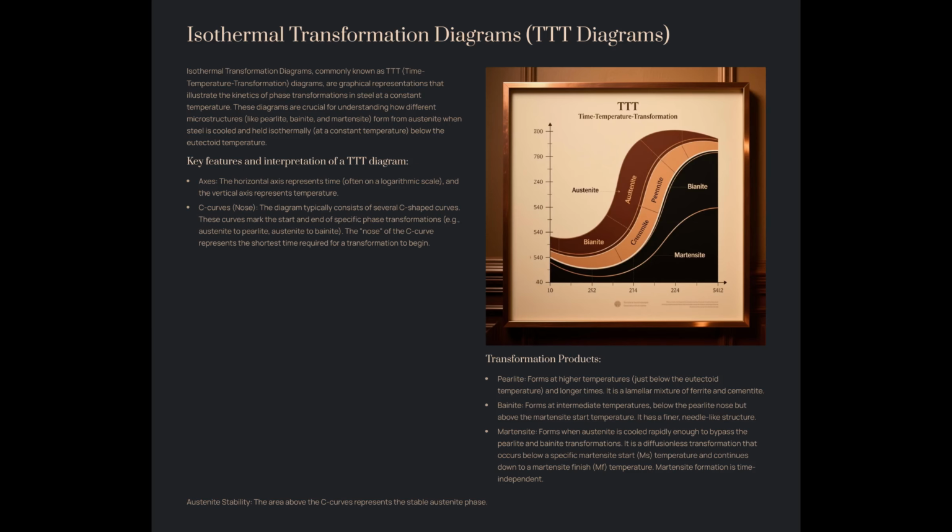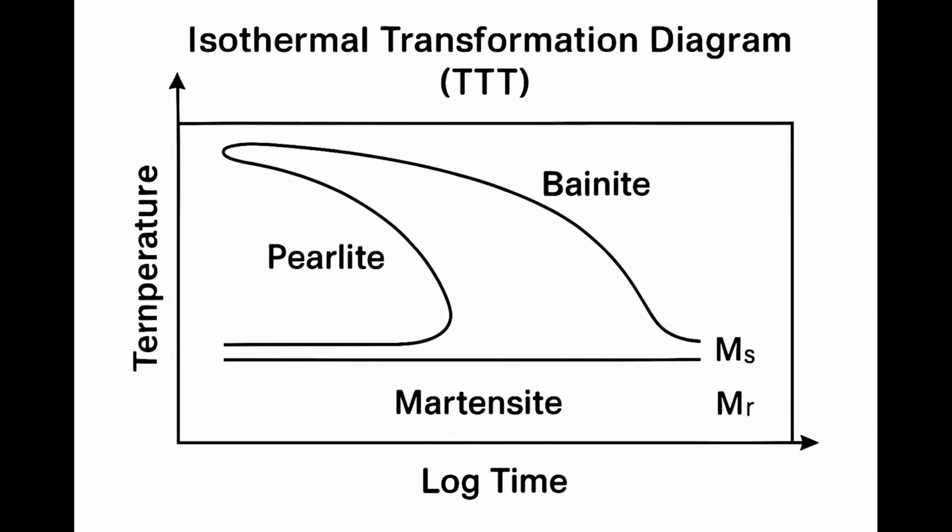Isothermal transformation diagrams, TTT diagrams. Isothermal transformation diagrams, commonly known as TTT, time-temperature-transformation diagrams, are graphical representations that illustrate the kinetics of phase transformations in steel at a constant temperature. These diagrams are crucial for understanding how different microstructures like pearlite, bainite, and martensite form from austenite when steel is cooled and held isothermally at a constant temperature below the eutectoid temperature.